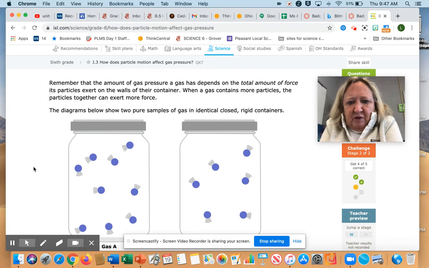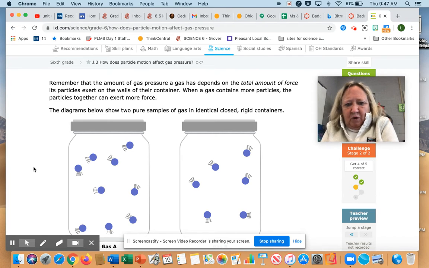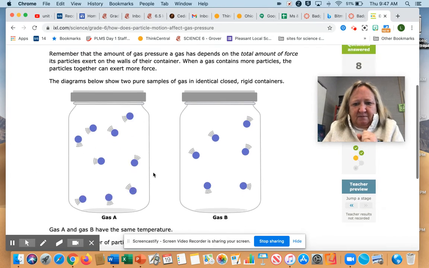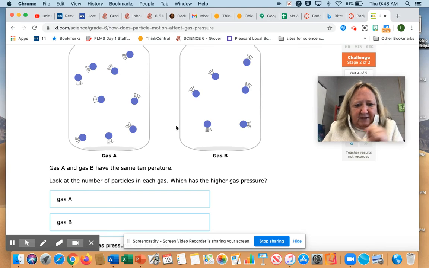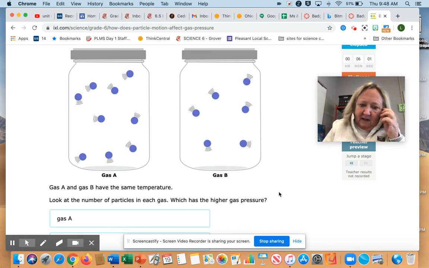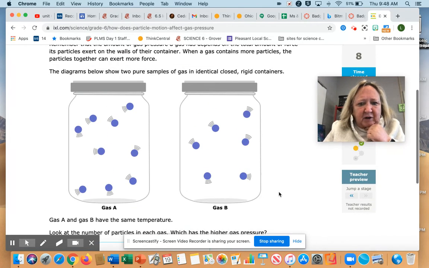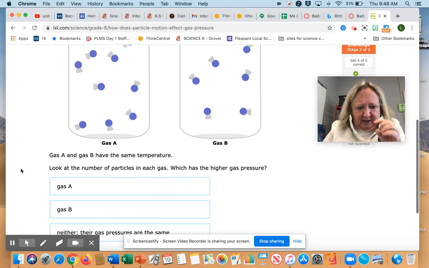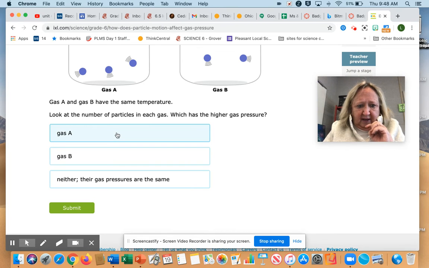Okay. The amount of pressure depends on the total amount of force exerted on the walls of the container. So if it has more particles, the particles together can exert more force because there's more of them. Okay, so we have two samples of gas and there were containers again. They have the same temperature, but let's look at the number of particles. This one has 1, 2, 3, 4, 5, 6, 7, 8, 9. And this one only has 6. So which one do we think has the higher pressure? Well, remember, when it has more particles, it exerts more force. So it has more pressure. So we're going to go with A.